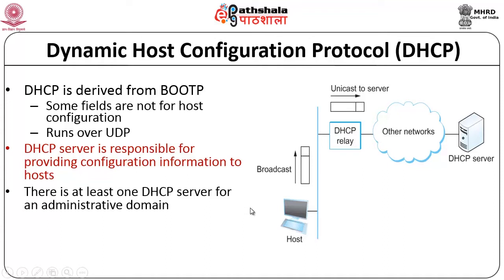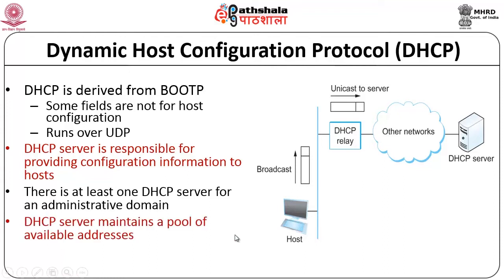Normally for a given administrative domain, there is at least one DHCP server. When I say at least one, it obviously means that you could have more than one DHCP server as well. If you have more than one, then you could get an assignment from any of those DHCP servers. We'll look at how you will choose one of them. What this DHCP server normally will do is maintain a pool of available addresses. It has a set of addresses from which it keeps handing out addresses as it receives requests from hosts for an IP address.